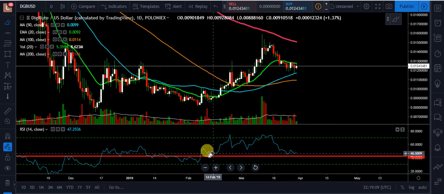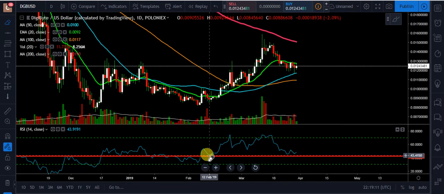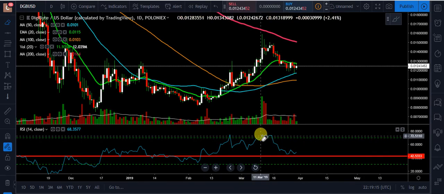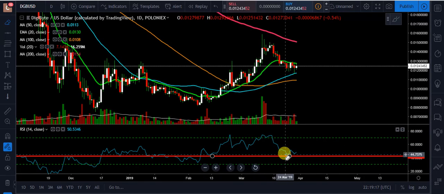Do you see this red line here? So the last move, when we had this move up here, we came down here, found support at this area around 42, then we made another move up and we were traveling sideways. We came back down to around that 43 or so, came back up, came back down.